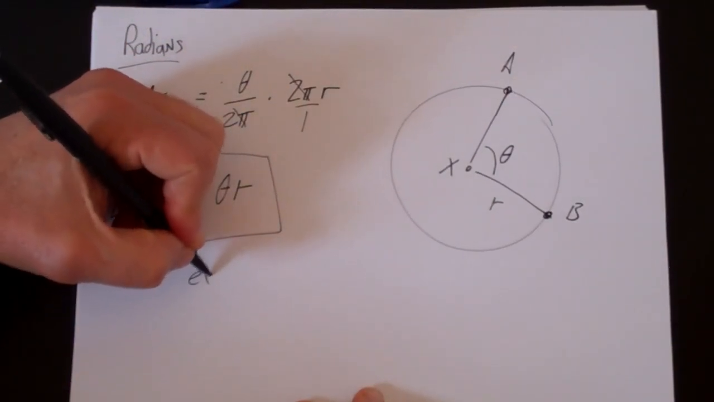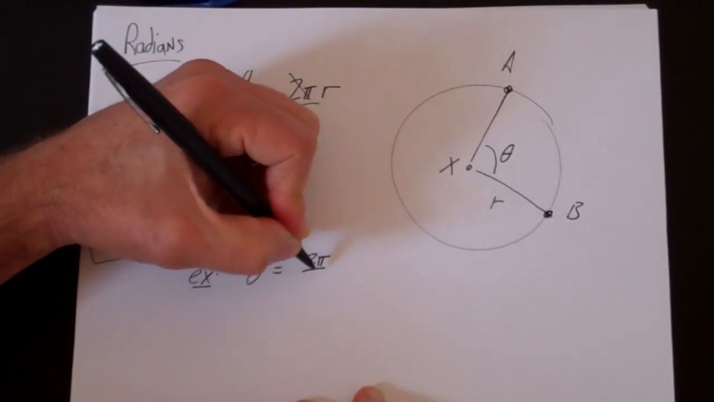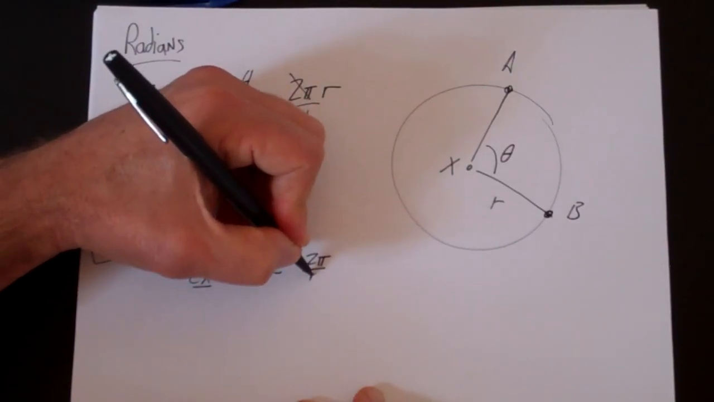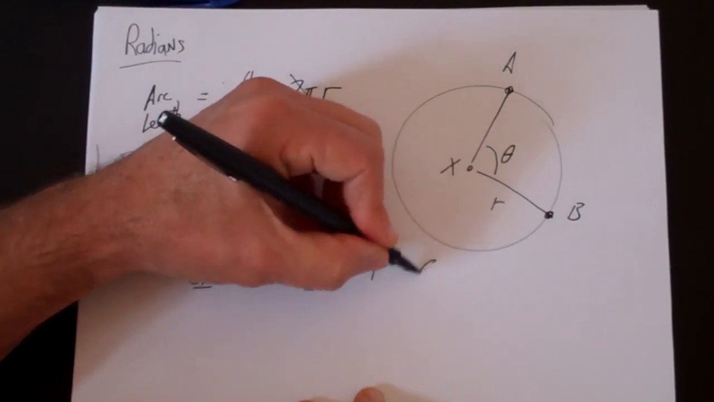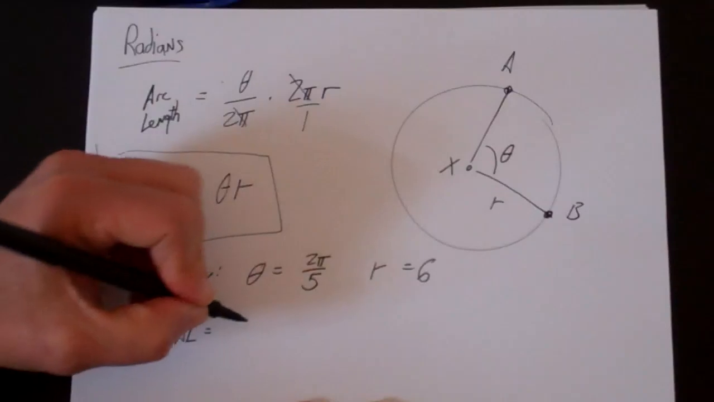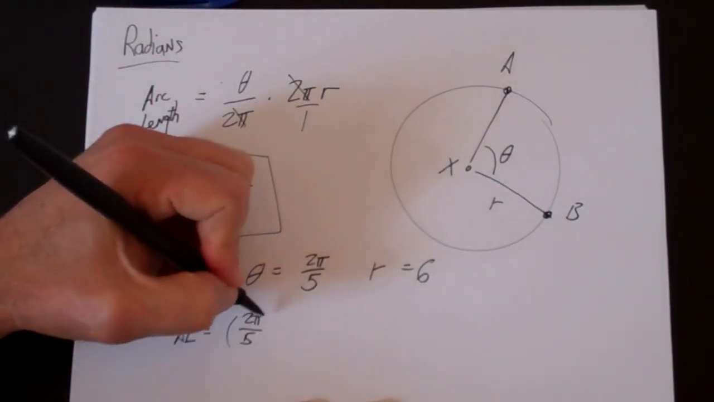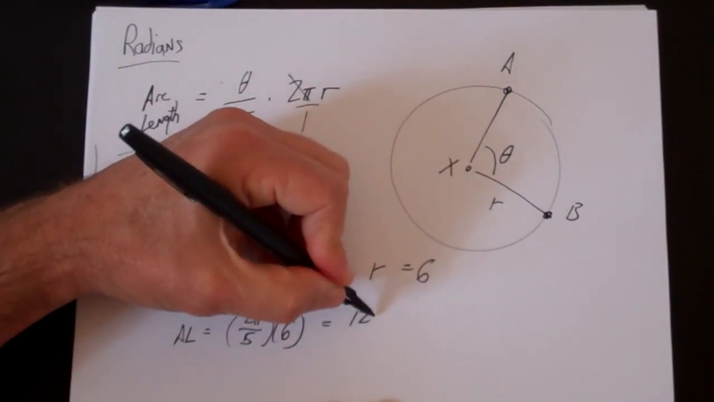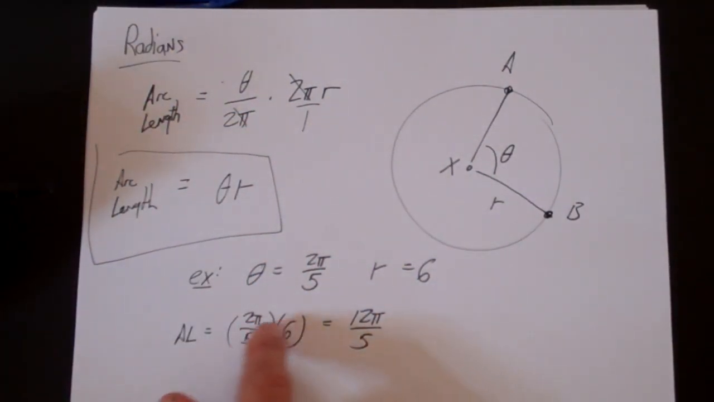As an example, let's say theta was 2 pi over 5, and let the radius be 6. Then the arc length would be 2 pi over 5 times 6, or simply 12 pi over 5, right? Because that's 6 over 1, and you're done.